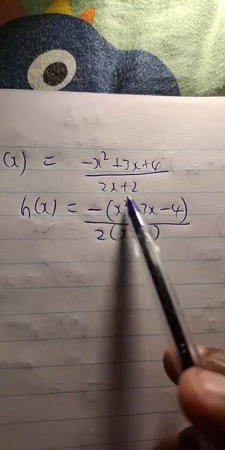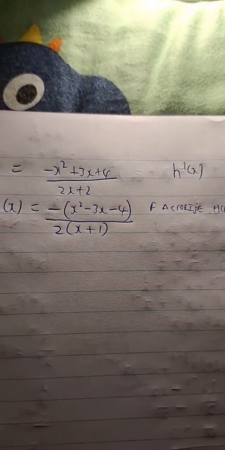If we look at the denominator, what's the highest common factor? 2 is the highest common factor. That leaves us with x plus 1. Okay, hopefully we know how to factorize, guys. I've just factorized the top. I've factorized the bottom using highest common factor factorization, taking out the highest common factor.